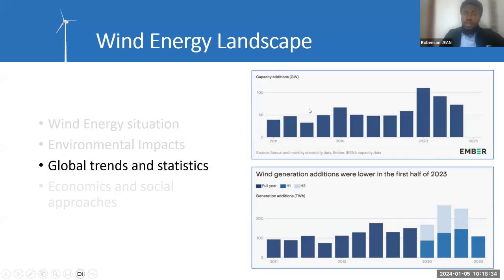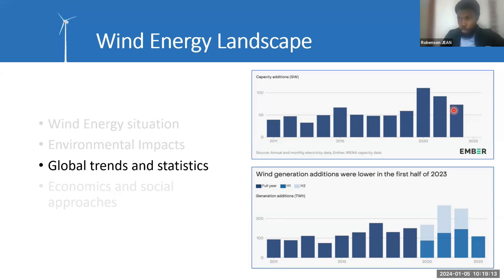The addition of installed capacity of wind power plants is increasing. Even in 2013 the tendency was slowed, but it was still increasing, and then in 2020 there was a boom, even though it decreased a little bit in the year 2022.